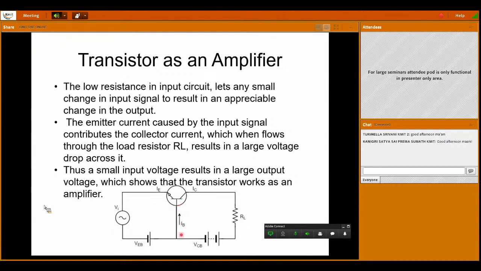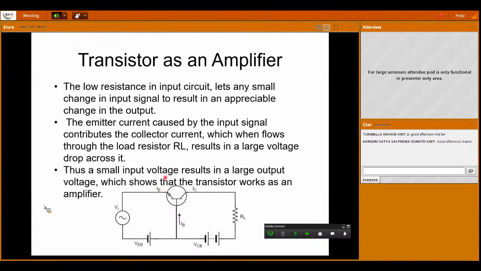In a common base amplifier, your input terminal will be your emitter. So VI is coupled at the emitter. Here a low resistance is presented at the input circuit since it is in common base configuration, where the base current is very small. So our input resistance is the ratio of VB to IE.